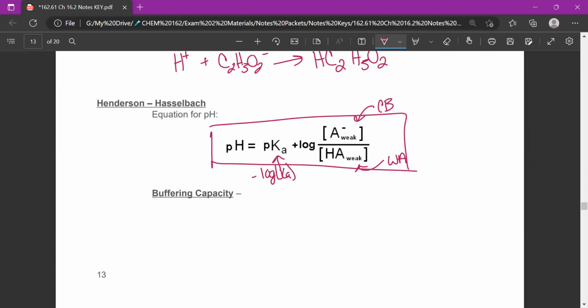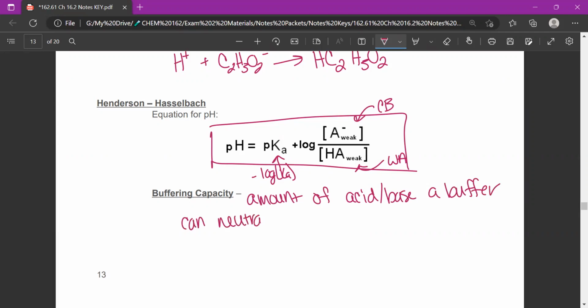It is that simple. Now, buffers can't buffer forever. Eventually you're going to run out of weak acid, you're going to run out of conjugate base, and then the pH will change dramatically. This is called the buffering capacity. The buffering capacity is essentially the amount of acid or base a buffer can neutralize. It is eventually going to run out.